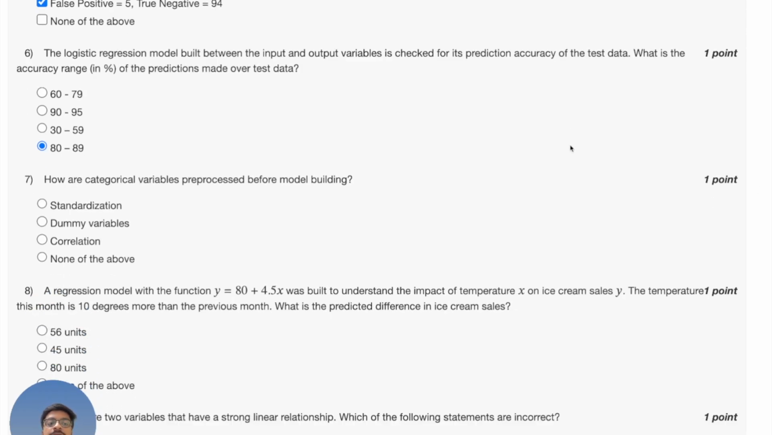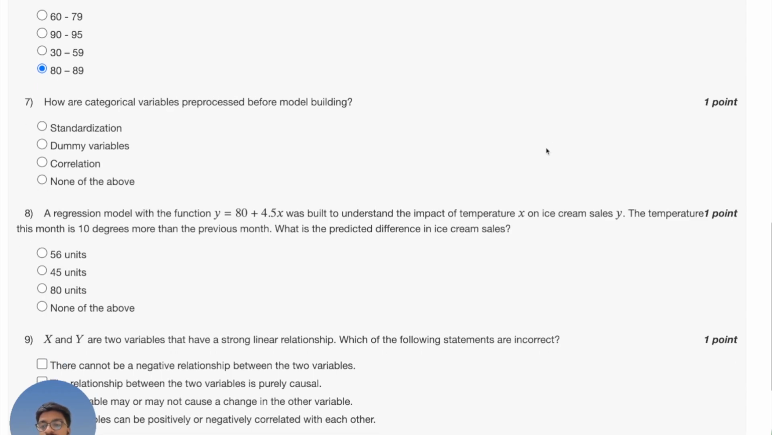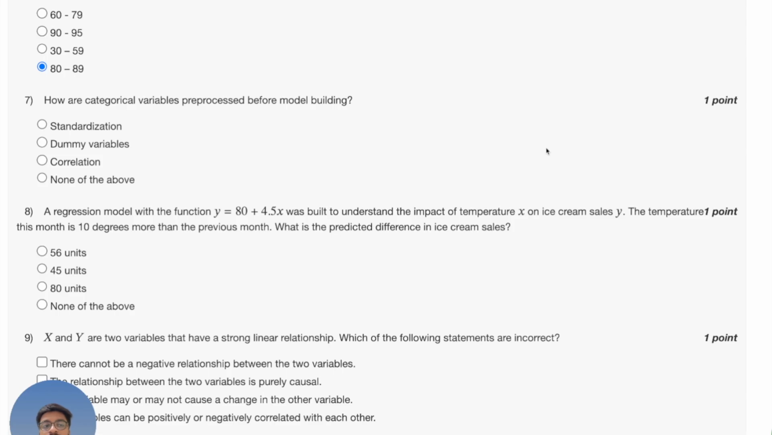Okay, now how are categorical variables preprocessed before model building? So this is a classification thing.